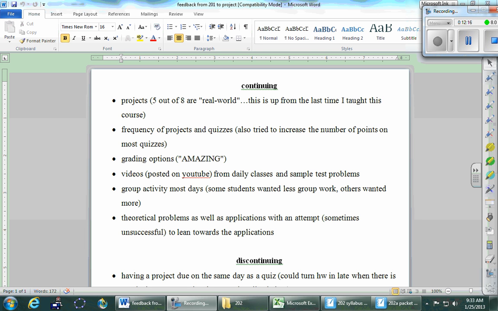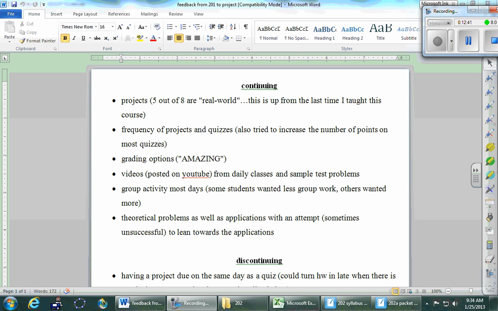So things that are going to be continued here, we'll keep doing the projects. There's a lot of positive feedback about those. There are 8 projects throughout the semester. 5 of them are real world applications. 3 of them are more theoretical or just practice of technique. But anyway, based on your feedback, I'm really trying to up the percentage of real world ones. So that's a little bit higher for me than last time I taught the course.